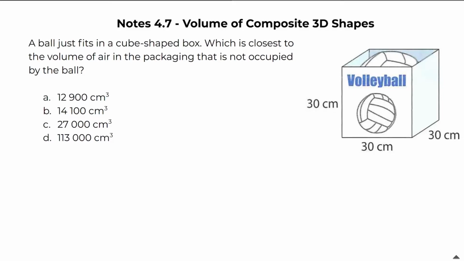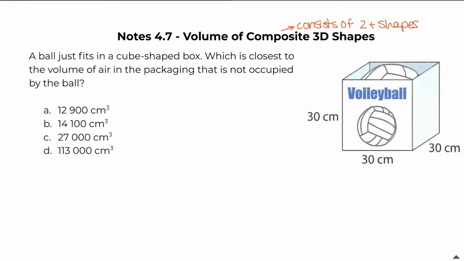Hi everyone, notes 4.7 are on the volume of composite 3D shapes. A composite 3D shape is pretty much a 3D shape that consists of two or more 3D shapes. For example, a ball just fits in a cube-shaped box. Which is closest to the volume of air in the packaging that is not occupied by the ball?